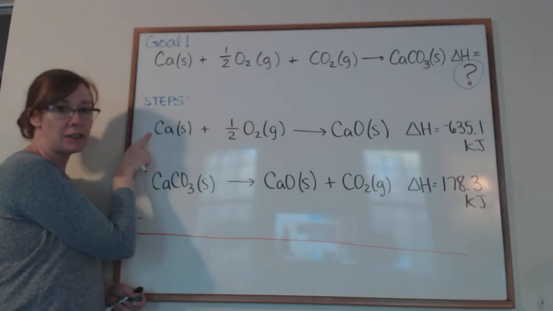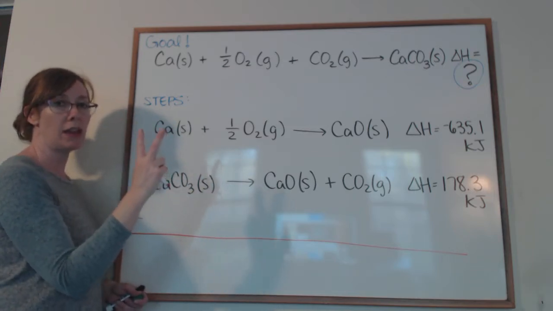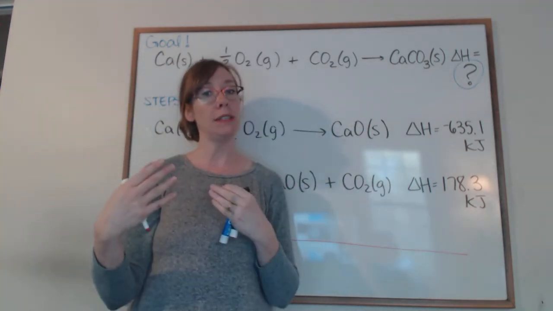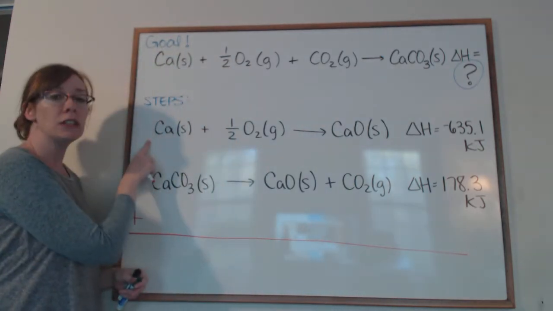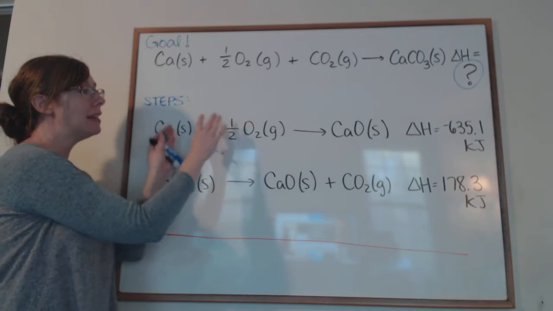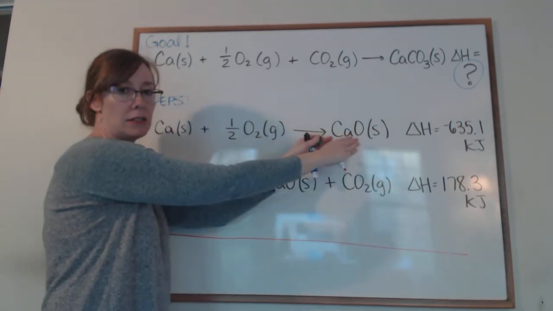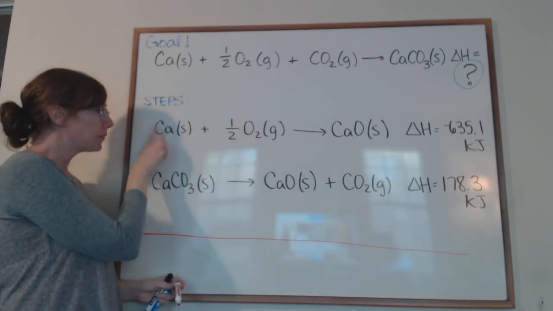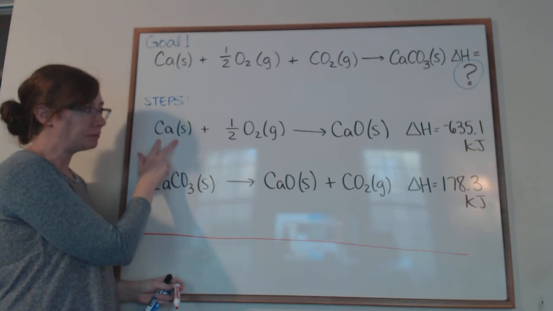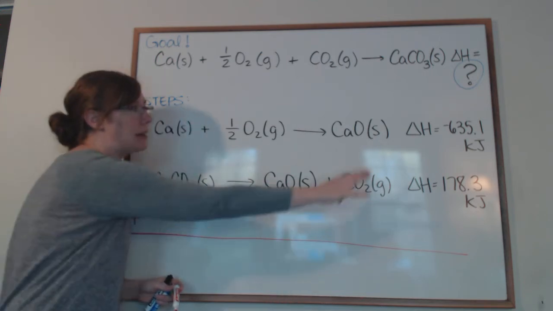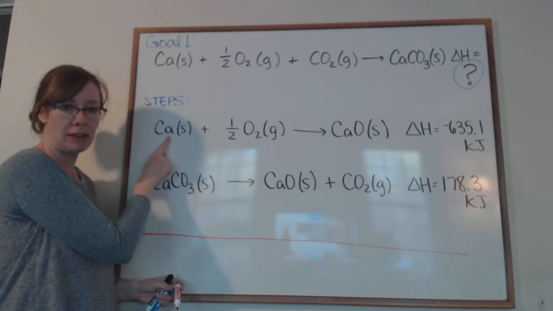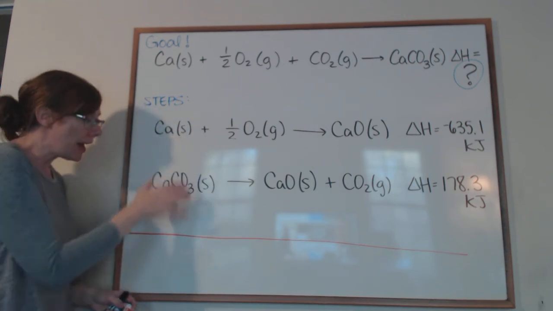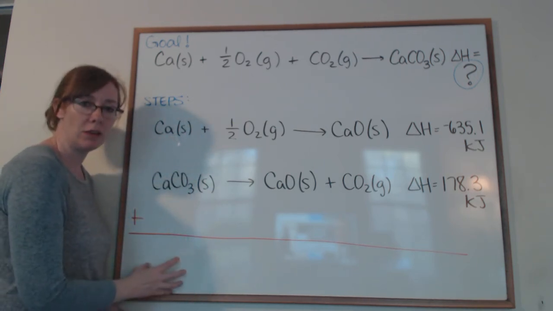So I always start with the first step, and I always ask 2 questions. You're going to get different answers to these questions depending on the scenario, but these are always the same 2 questions. The first question: do I need to reverse this step to get the species, these 3 different chemical species, on the correct sides as the goal? Take a look at a couple things. Calcium here is a reactant, and between these 2 steps, this is the only place that I have calcium. So I need to get it on the right side so that when I add these steps together, it's on the correct side.